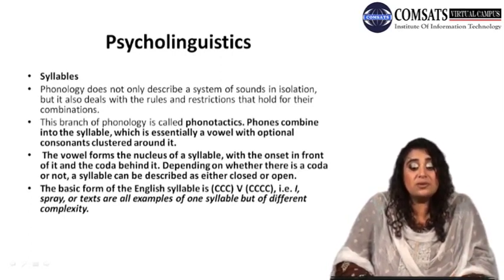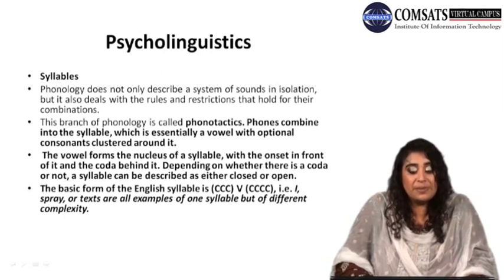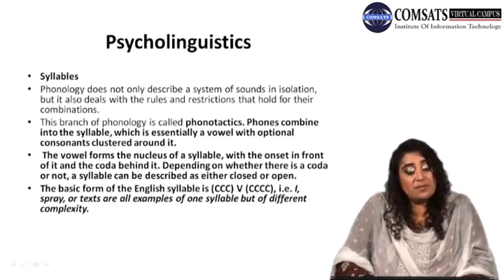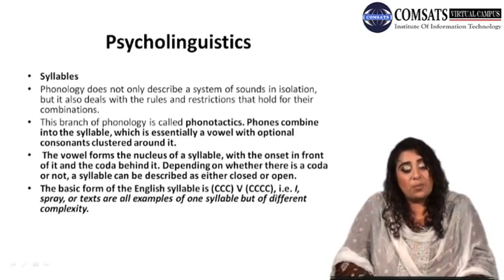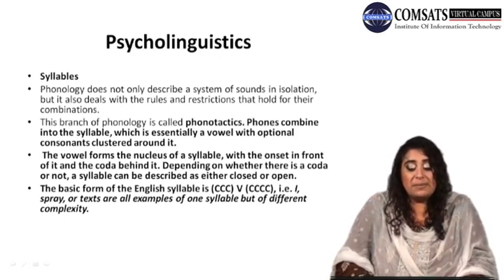Phones combine into the syllable, which is essentially a vowel with optional consonants clustered around it. So the vowel forms the nucleus of a syllable, with the onset in front of it and the coda behind it. Depending on whether there is a coda or not, a syllable can be described as either closed or open. The basic form of the English syllable is CCC V CCCC. For example, I, spray, or text are all examples of one syllable but of different complexity.